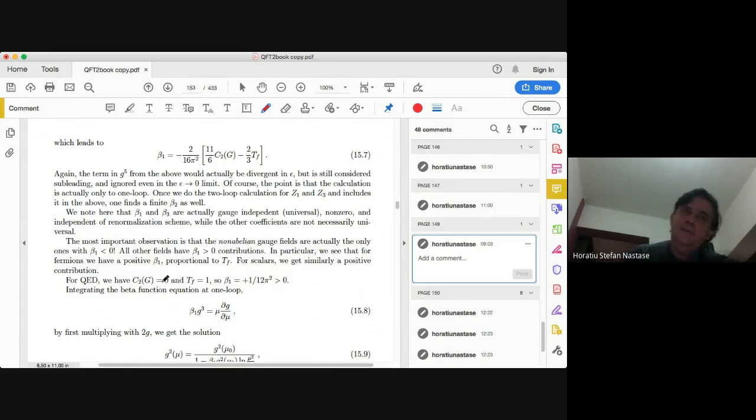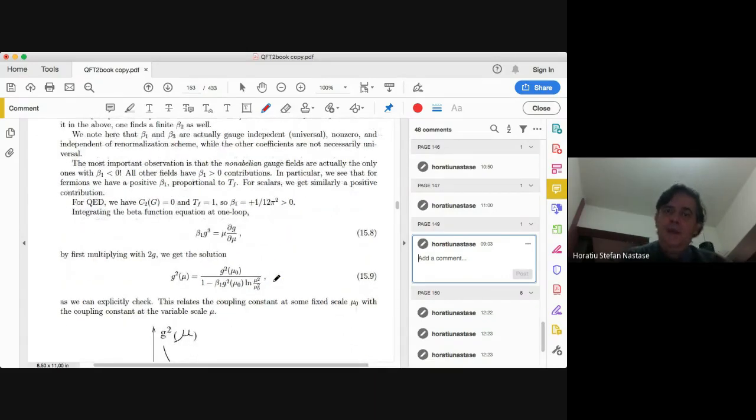because really one considers that the TA, the generator, in the adjoint representation for U1 is equal to 0. So then, of course, C2G is also equal to 0, since C2G is the sum over the TA squared. Whereas TA is equal to 1 for U1 in the fundamental representation where the electrons are. So TF is equal to 1 for QED. So beta 1 for QED, this is 0, this is 1. Then we get plus 4 over 3 times 16 pi squared, so plus 1 over 12 pi squared.